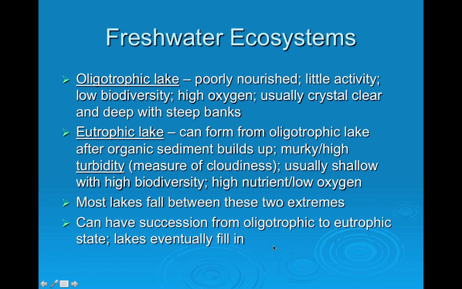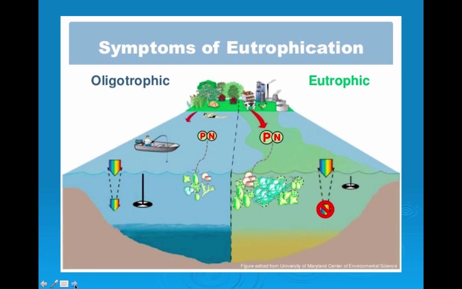You remember primary and secondary succession? You can have a succession between an oligotrophic lake to a eutrophic lake to a lake that eventually fills in and disappears. So same lake, same place, you can transition from one to the other over time.